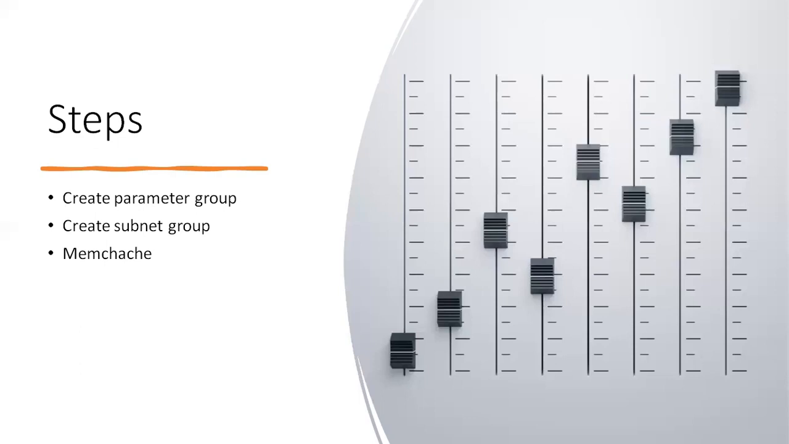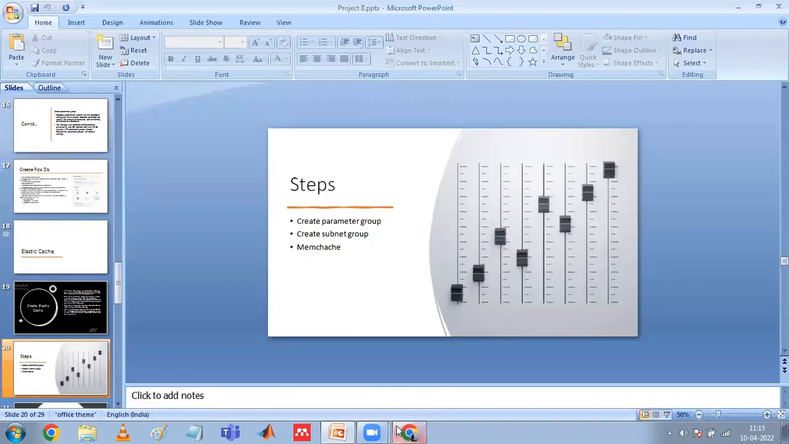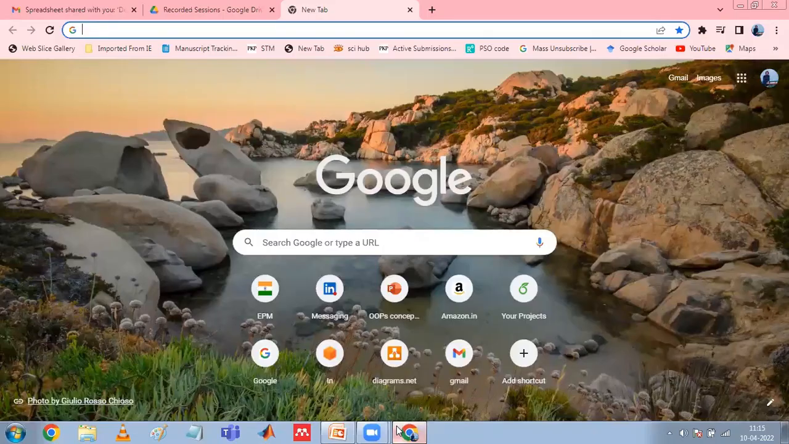So in order to use ElastiCache, we have to follow three steps. First, we need to create a parameter group, create a subnet group, and then create a Memcached cluster. So let's go into the AWS Management Console and create a parameter group.